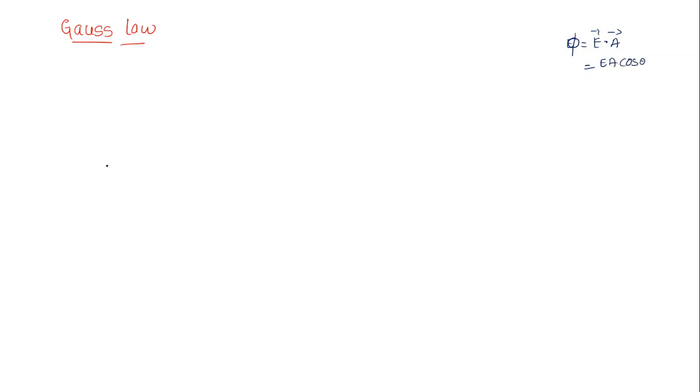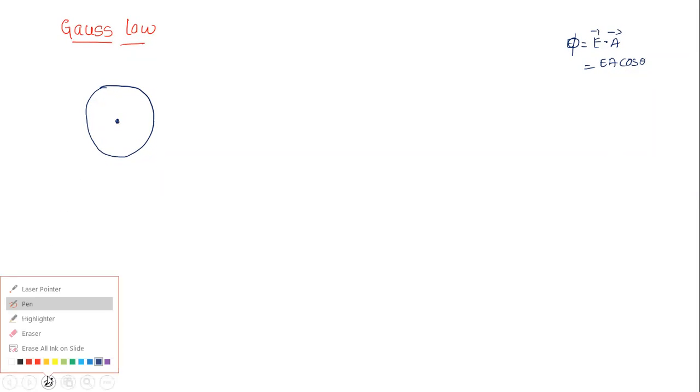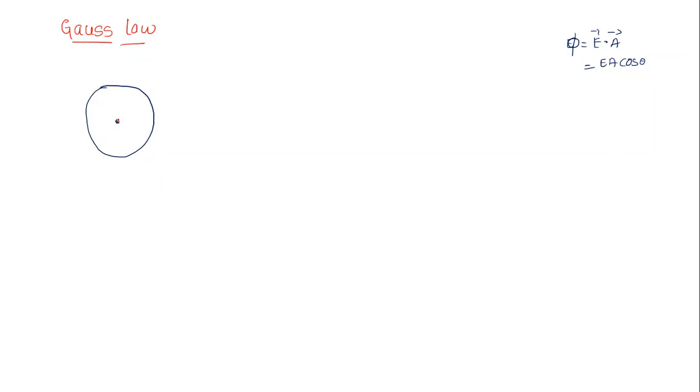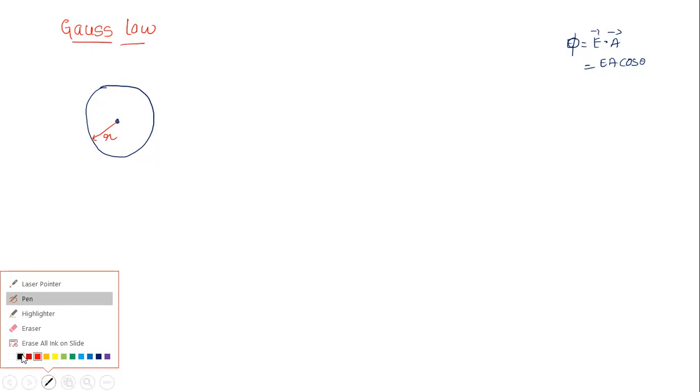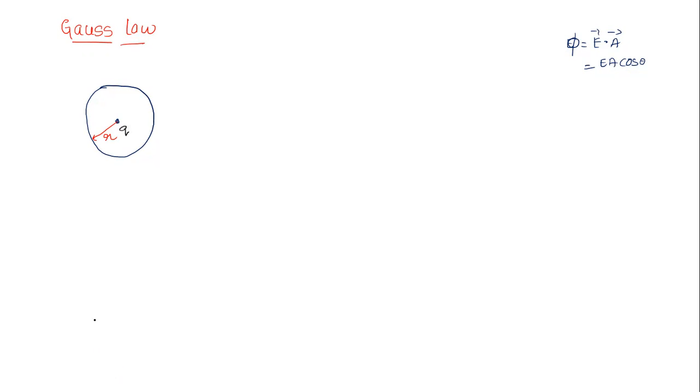Now what I'm going to do is take a sphere. It almost looks like a sphere, but not exactly a sphere. Imagine a sphere in front of you. There is the center of the sphere, let's call it O, and the radius of the sphere is, let's say, R. Now at the center, we have placed a charge Q.